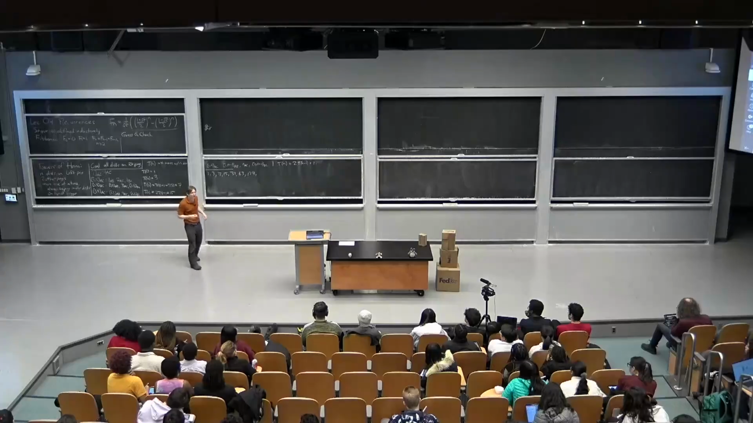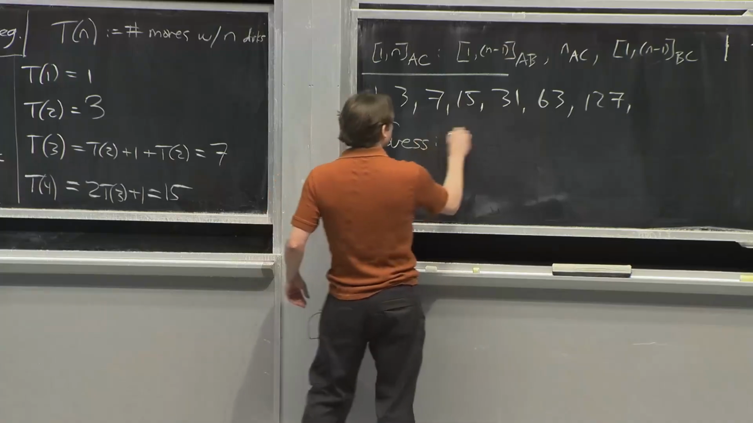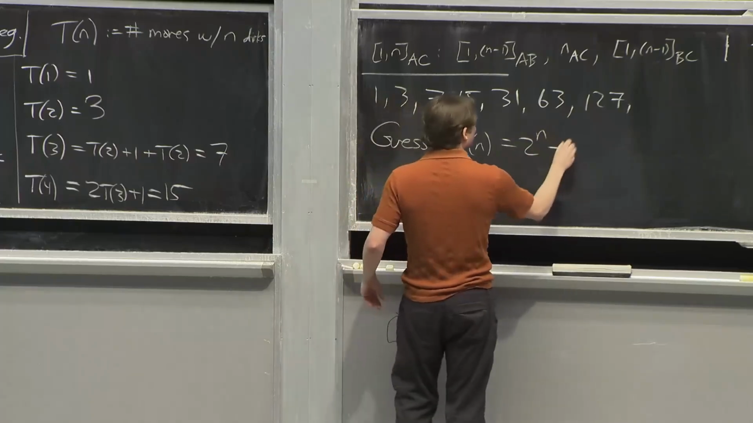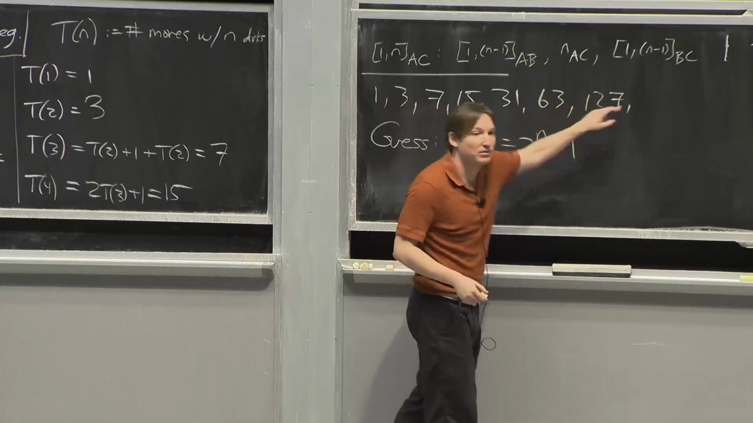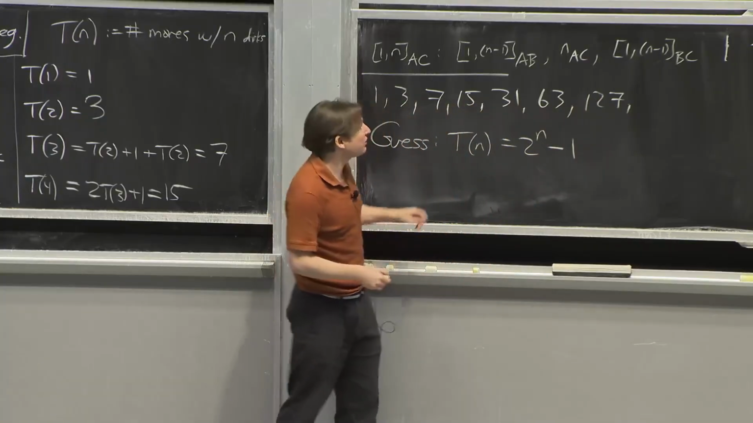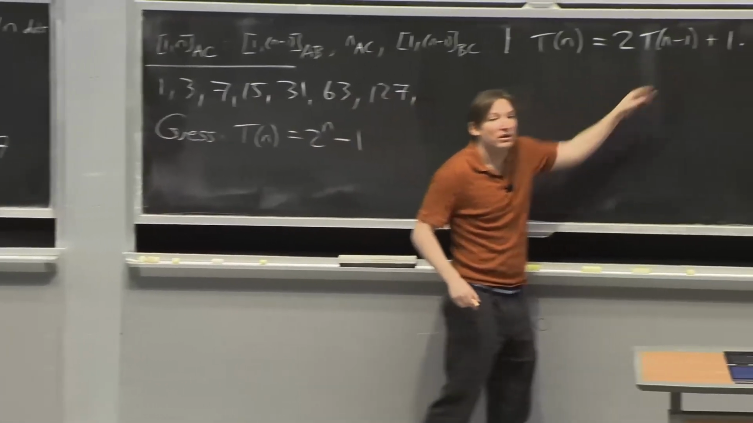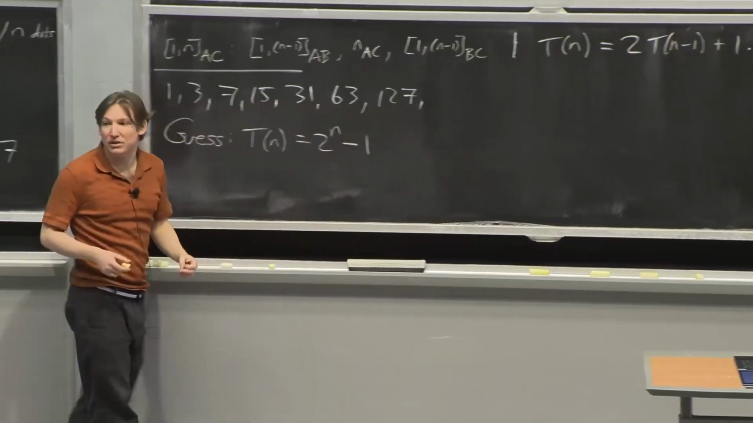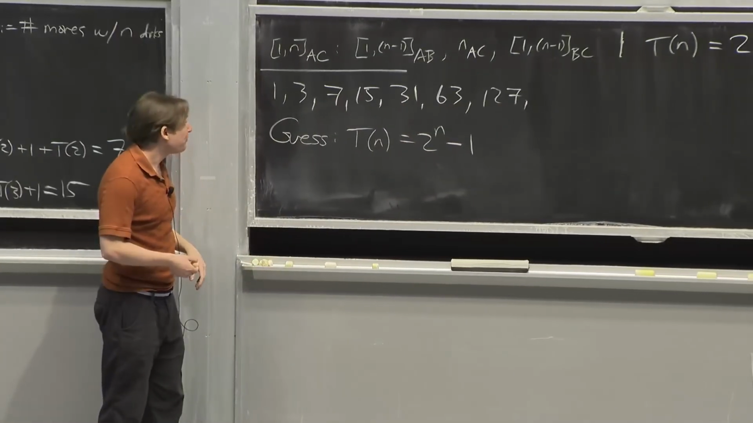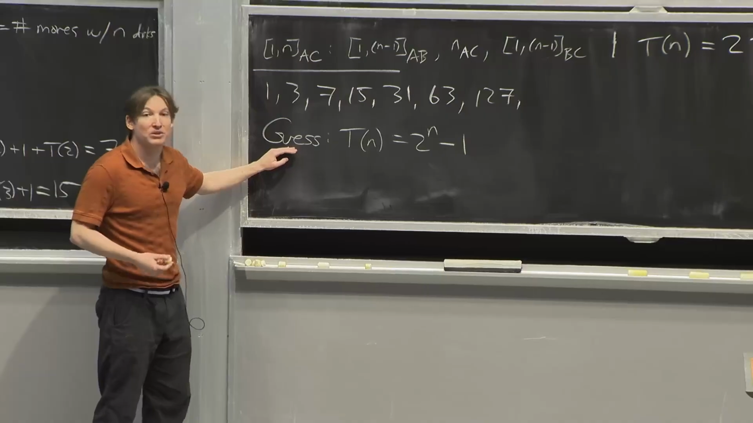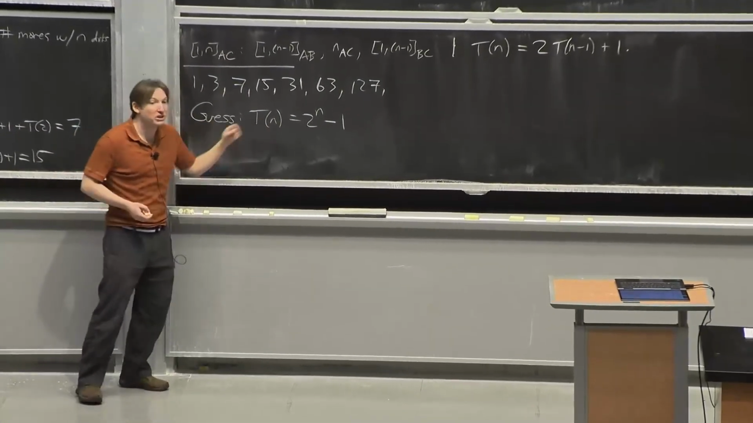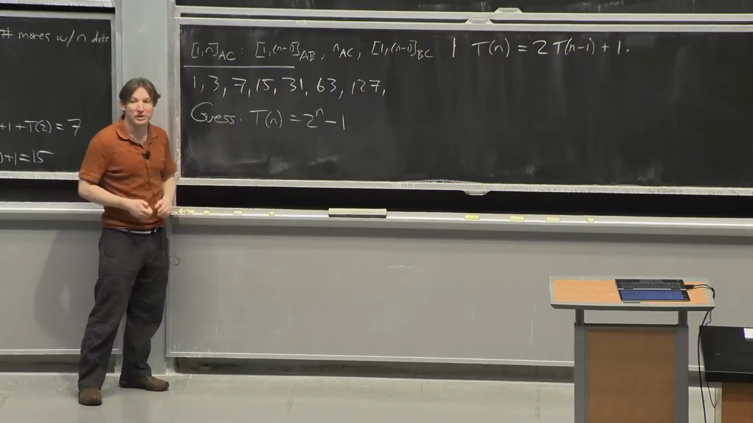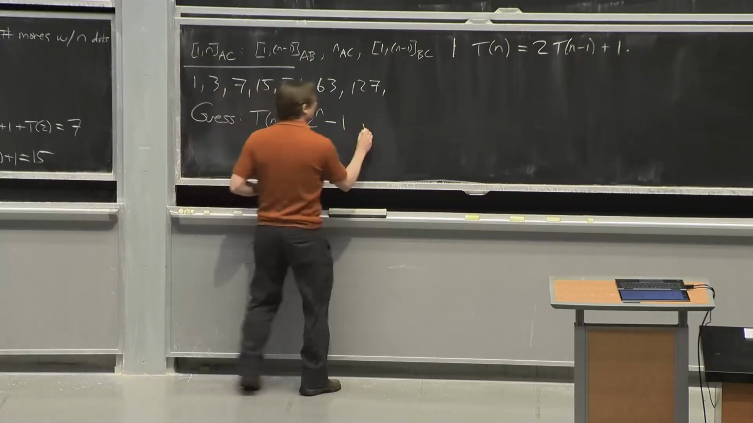Yes? We have a guess. T of n is 2 to the n minus 1. This looks suspiciously like 2, 4, 8, 16, 32, 64, 128. And especially since we really are doubling every time, it seems likely that it might be related to powers of 2 somehow. Well, the good thing about having a guess is that we know what to do with it. We check it. We try to use it to prove this formula by induction. And if it works, we have the right formula. Turns out it works.